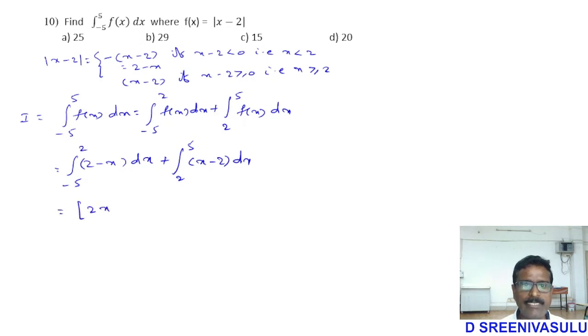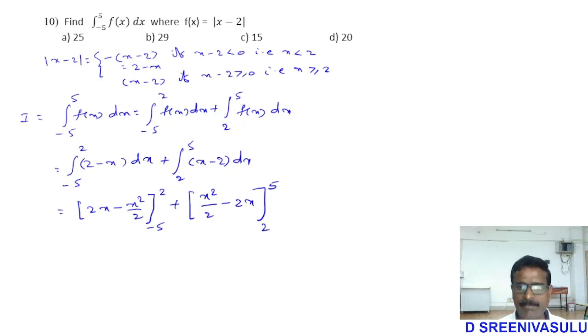This is equal to, integral 2 dx is 2x, integral x dx is x square by 2, from minus 5 to 2, plus x square by 2 minus 2x from 2 to 5. What is upper limit minus lower limit? Clearly substitute here. Substitute x is equal to 2 first: 2 into 2 is 4 minus 2 square by 2, 4 by 2 is 2, minus.